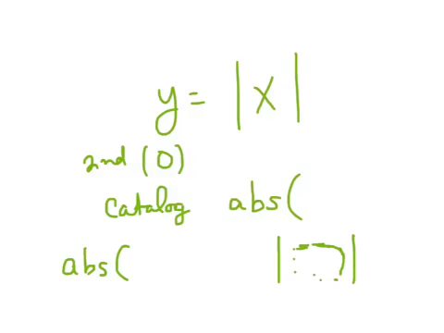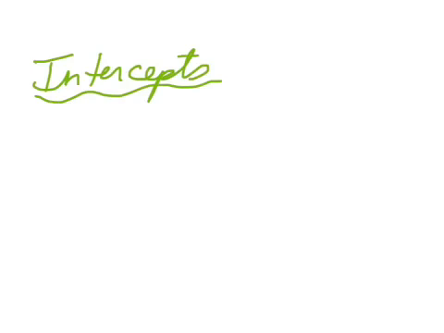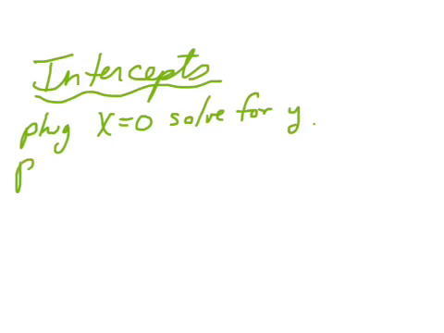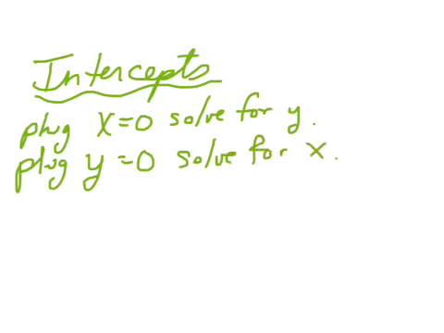A third way that we can graph is using what we call the intercepts. Intercepts are nothing more than where it intercepts or intersects the x and y axis. Now, not all of them are going to have it. That's the downfall to it. But the way that you do it is you plug in x equals 0 and solve for y. And then you plug in y equals 0 and solve for x. That's how you find the intercepts.